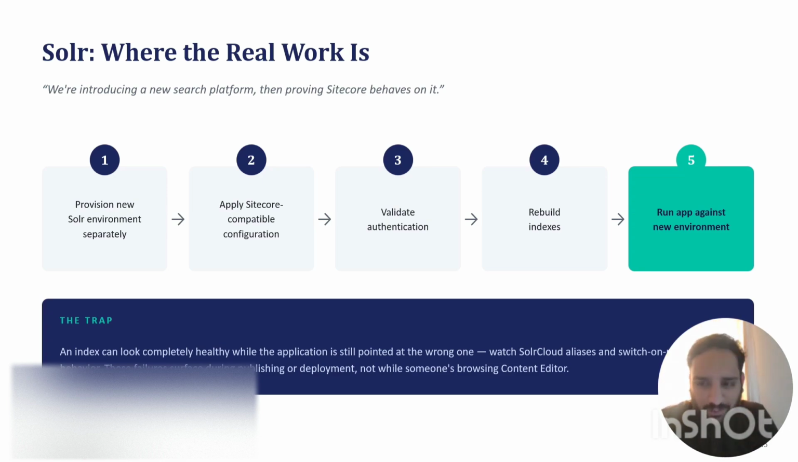Now here's the trap. An index can look completely healthy while your application is quietly pointed at the wrong one. Those failures don't show up when someone's clicking around Content Editor. They show up during publishing or during deployment, usually at the worst possible time.